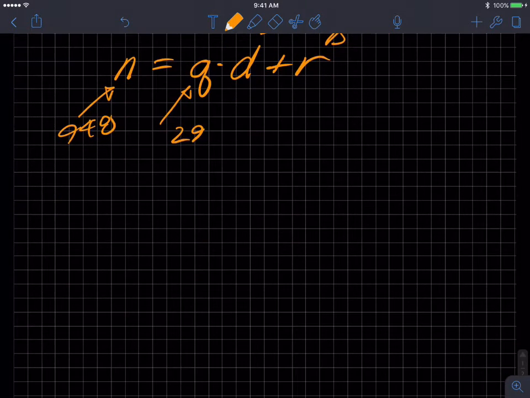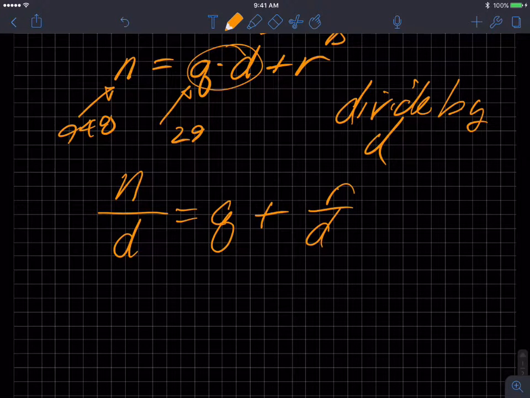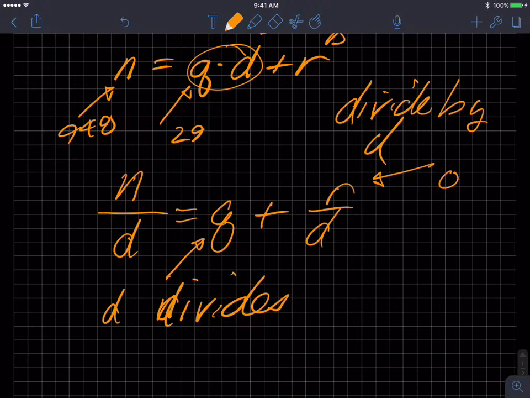So how this works algebraically is, if I took the equation and divided everything by D, we would get N divided by D is equal to Q plus R over D. That doesn't mean that this is the remainder. R is the remainder, but this isolates what would be called the quotient, the result of N divided by D. If my remainder is zero, then we would say that D actually divides N, meaning it divides it evenly. There's no remainder. So if D divides N, then we have Q and R is equal to zero.